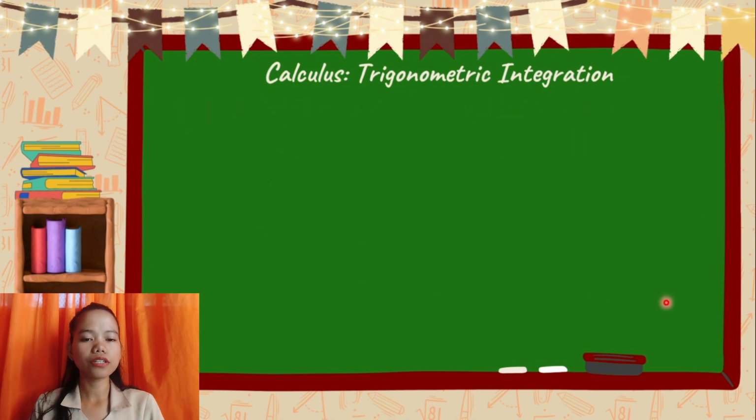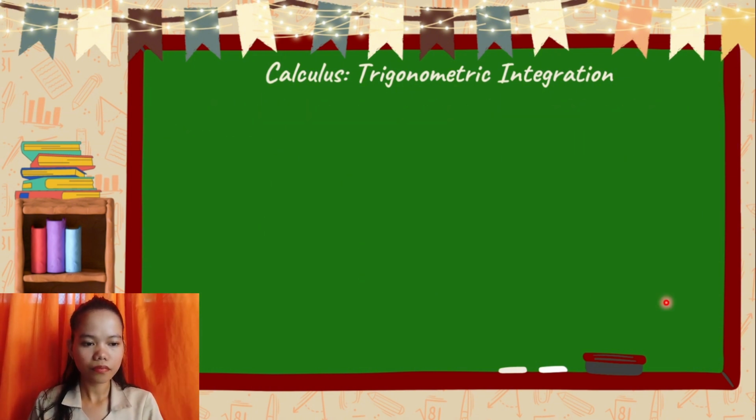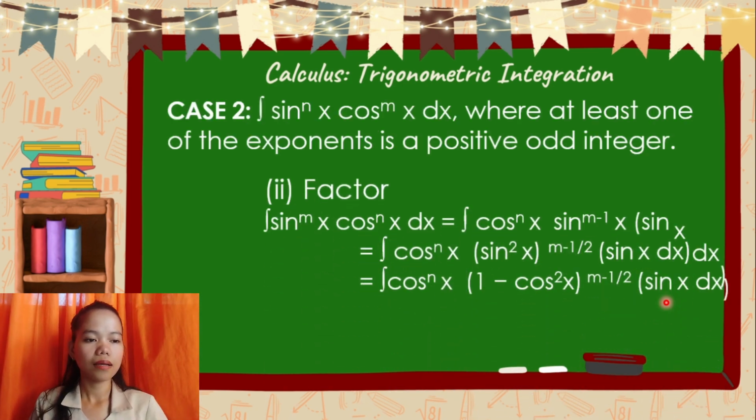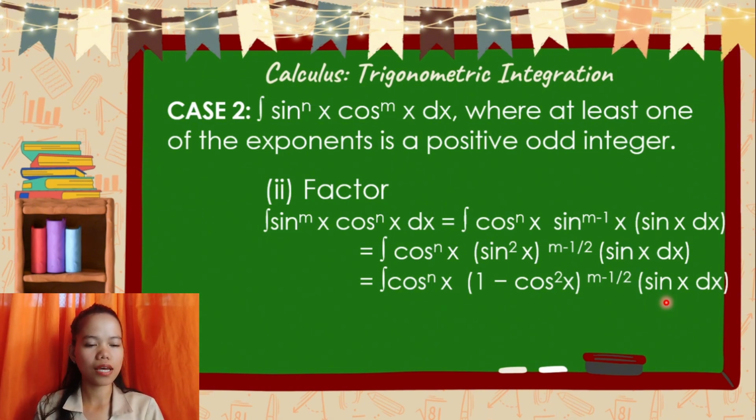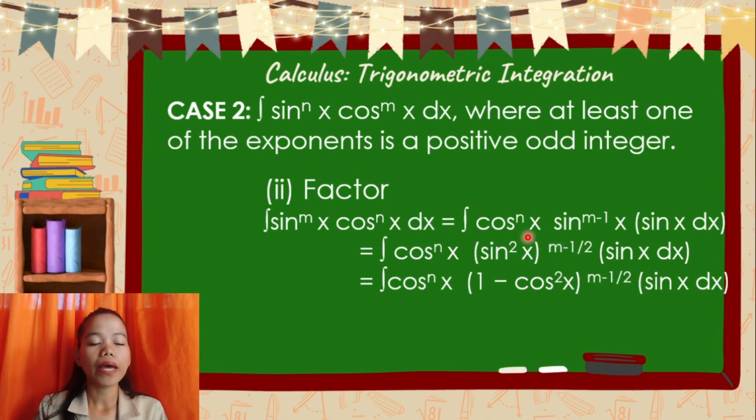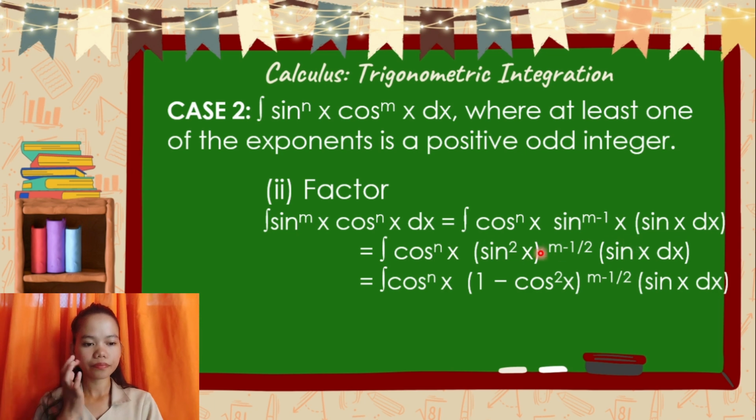To further understand this, let's have the integral of sine x, the same for this one, but we're going to factor out the sine of x dx instead of the cos x. So what we have now is the integral of cosine n of x multiplied by sine raised to the power of m minus 1 of x and multiplied by sine x dx.